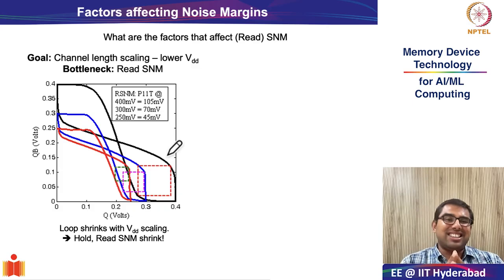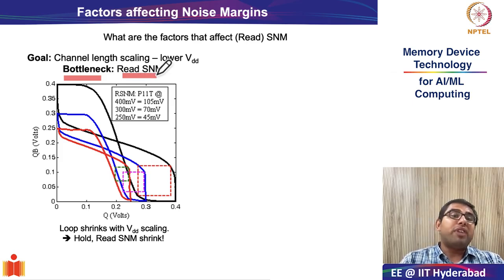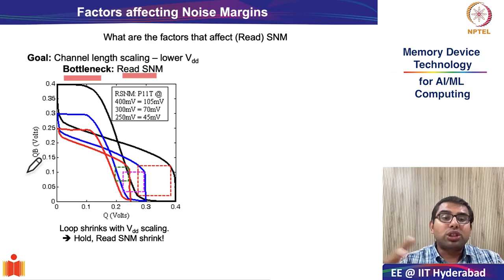And as you scale transistors, as you scale the channel length of the transistors, the goal is to go to smaller and smaller supply voltages in order to reduce power consumption. But the problem, as you can see, when you start doing that, is the SRAM cell starts showing very weird characteristics, because when you start scaling the supply voltage of the transistor, the size of the butterfly loops or the VTC characteristics, as you can see from this figure, also start shrinking.